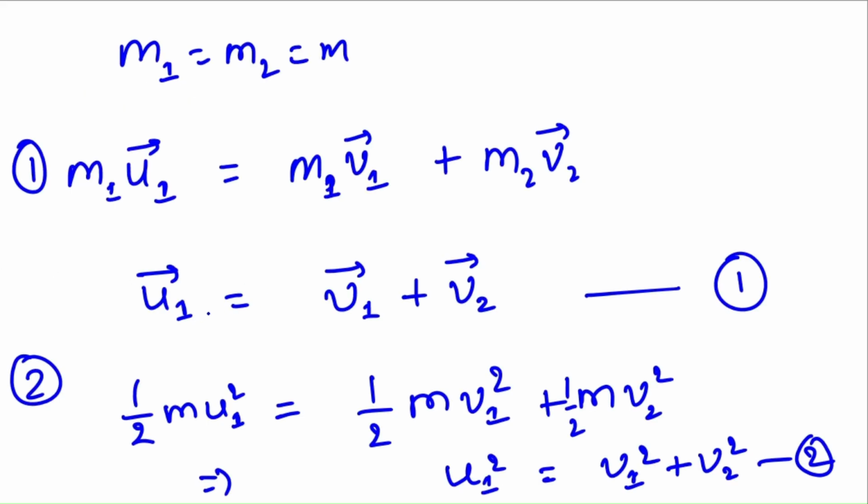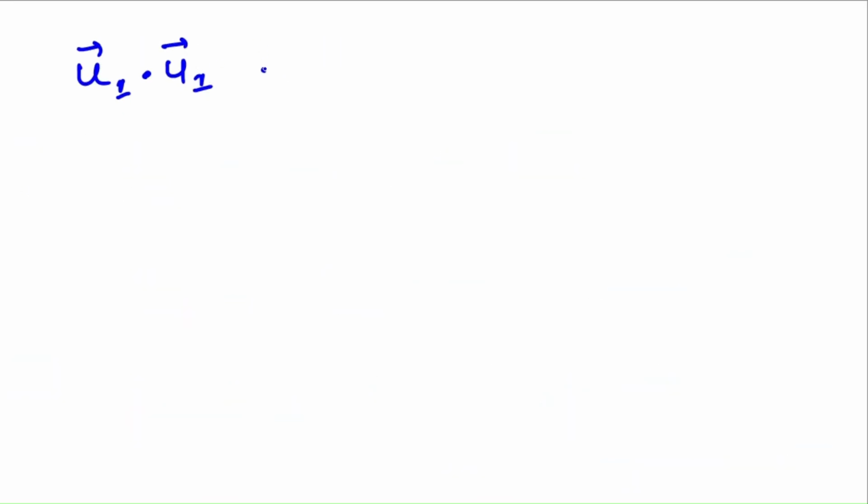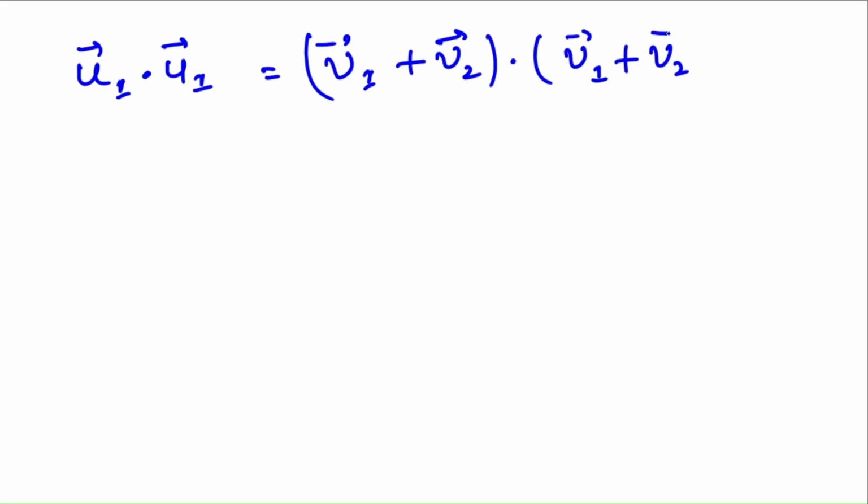Now, if we want to do u1 dot u1, that is, if we want to square this equation, LHS square equals RHS square. So we will have u1 dot u1 equals (v1 plus v2) dot (v1 plus v2).